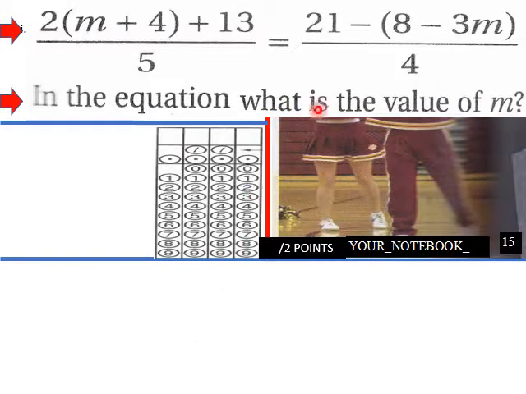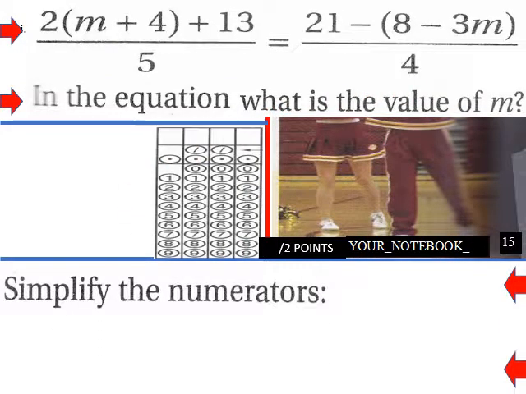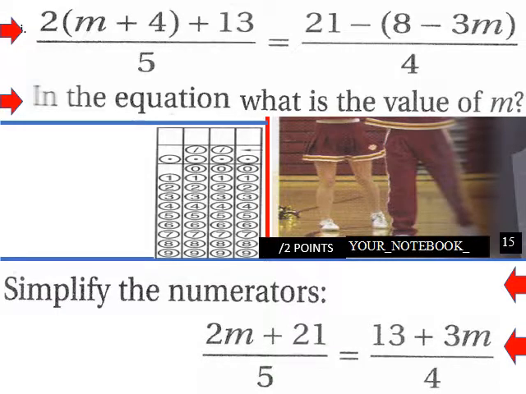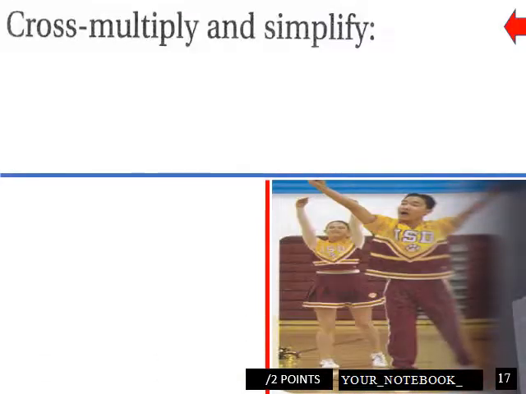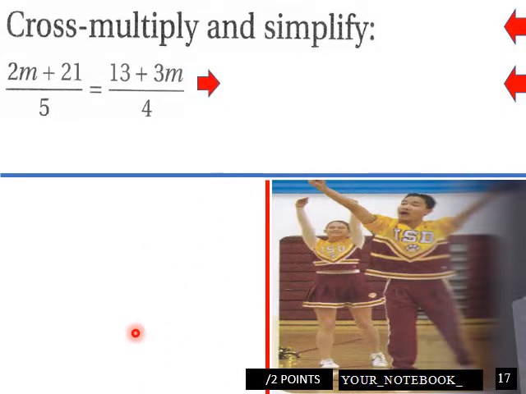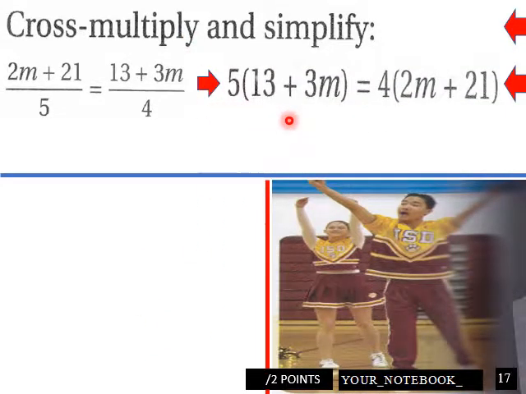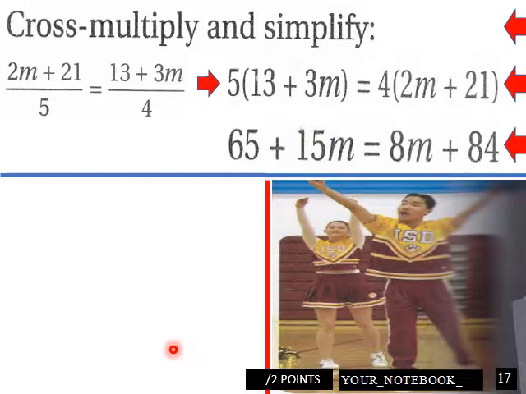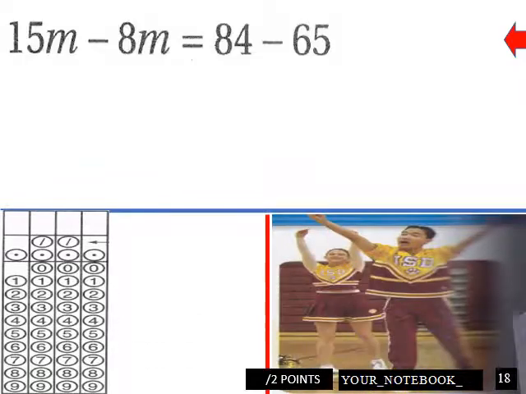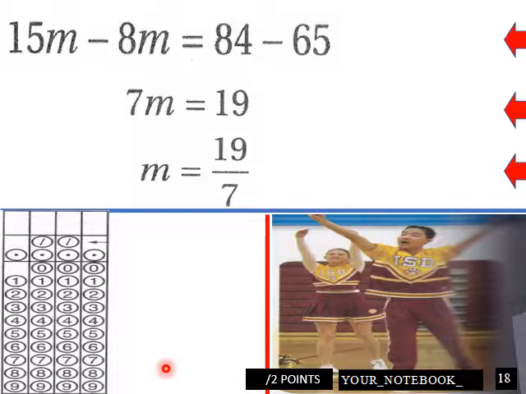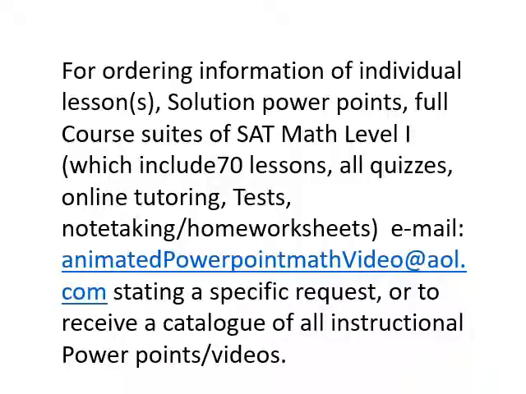We have this here in the equation. What is the value of m? So we have to wade through all these fractions here. Cross multiply and simplify again. So this is what we get when we cross multiply. Then we end up with this statement here. So 15m minus 8m equals that. We combine like terms. We get 19 over 7. And then grid that in, 19, and then fraction bar, 7.